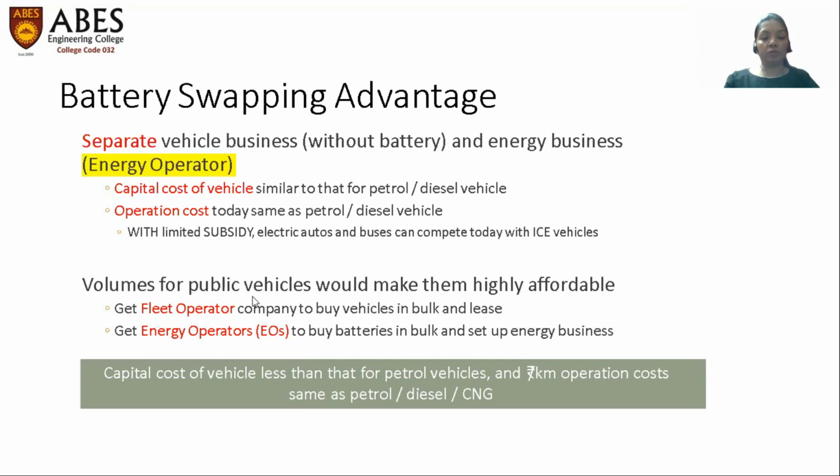Then the volume of a public vehicle would make it more affordable. So these energy operators will buy the batteries in bulk. They will set up the charging infrastructure, and then the charging would be done at cost at the station itself. The capital cost of the vehicle is less than the petrol vehicle, and the operating cost of the vehicle will be the same. Presently, it would be the same as a petrol and diesel vehicle.